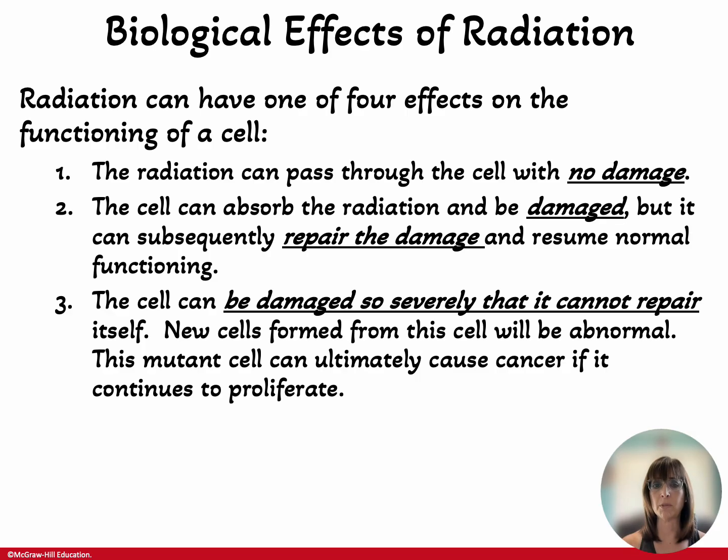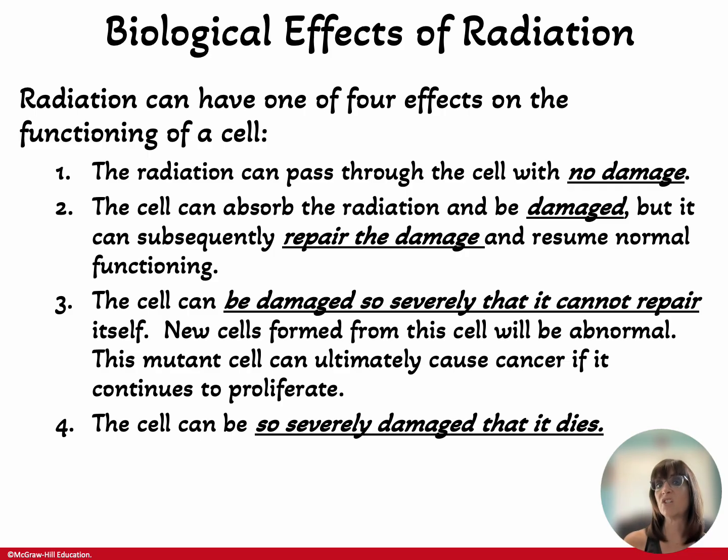And now that cell is just abnormal, okay? And if that cell is able to proliferate, meaning if that cell is able to go through the cell cycle and make new cells, you are now making damaged cells. Not a good thing. And the last situation is that the damage is so severe, it causes cell death. So we go: no damage, damage but can be repaired, damage not repairable but the cell survives, so damaged it dies. No damage, damage that can be repaired, damage that can't be repaired but can be passed on, death. Those are the 4 effects of biological radiation.